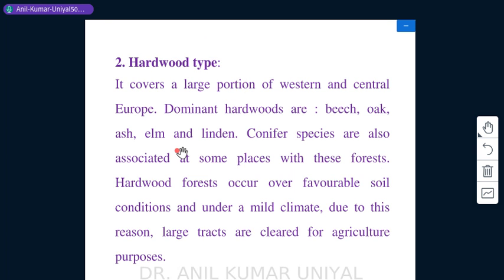Next we have hardwood forest types, and it covers a large portion of western and central Europe. Dominant hardwood species found here are beech, oak, ash, elm, and linden. Conifer species are also associated at some places with these forests. Hardwood forests occur over favorable soil conditions only and under mild climate conditions. Due to this reason, large tracts are cleared for agricultural purposes.